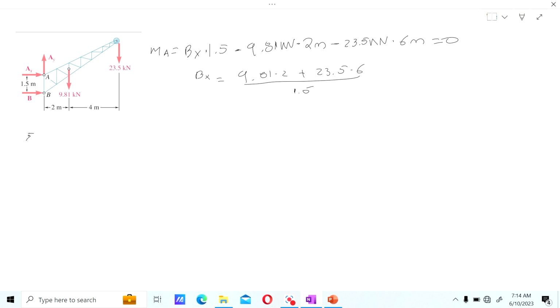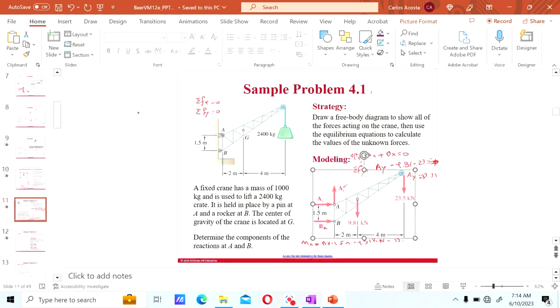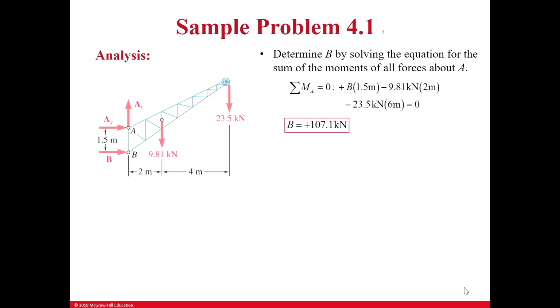In summation of forces in X, we had BX plus AX equals zero. So if we know BX, then we know AX. And that's how you find the forces. Excellent. Actually, that's what they did. They said, determine B by solving the equation about A. That's what we just did. B times 1.5 positive, negative 9.81 kilonewtons times 2 because it's a negative moment, negative 23.5 because it's a clockwise or negative moment. And the answer is 107 kilonewtons. All right, that's perfect. So that's the force that the structure has to support.